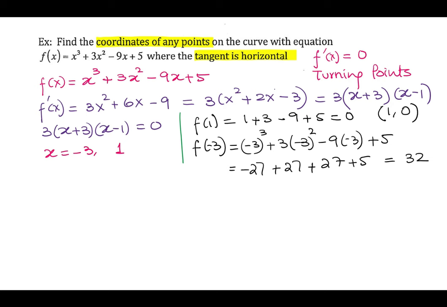And therefore, we get the second point, so we can write down the points now, correct? So one is at minus 3, the y value is 32. The second one is at 1, the y value is 0. So these are the 2 points at which we have a horizontal tangent. Makes sense, right?